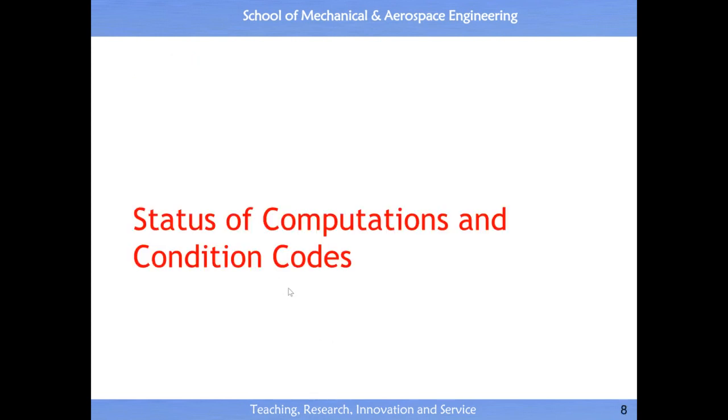Before we look at the basic instruction for arithmetic operation and the logic operation, we must know the status of a computational result and the call for condition, because we can undertake a conditional computation. This is why we need to know what will be the condition, how to produce the condition, and how to use condition to control computation.